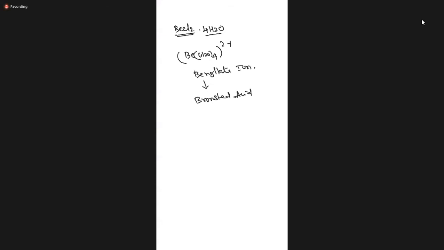Even beryllium will exist in the form of BeCl2.4H2O, and magnesium chloride will form MgCl2.6H2O. Calcium will form calcium chloride.6H2O. So when compared with alkali metals, alkaline earth metals have more hydration enthalpy.